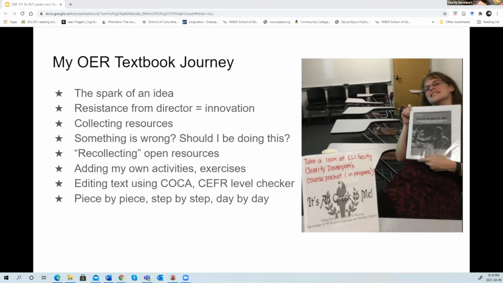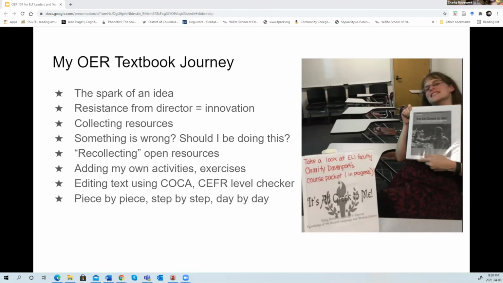If you are familiar with the COCA corpus, I used that to edit the text to make sure the vocabulary frequency was there, so that they're getting the same words and learning more frequent vocabulary that's useful, and academic vocabulary, even though it's in the literature. I used the Cipher level checker to make sure it was the correct level I wanted for this textbook. Most of the readings are like B1, B2. It's pretty advanced. And like I said before, they're short stories. I just collected them and did it piece by piece.